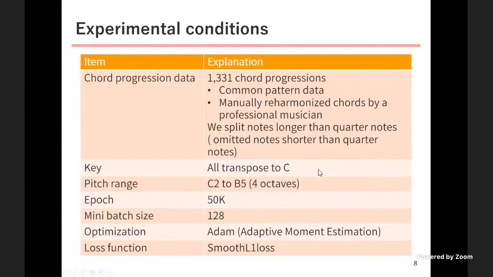Here are the experimental conditions. The chord progressions include common pattern data from music books and chords manually reharmonized by a professional musician. We split notes longer than quarter notes. Also, our music is transposed to C key. The parameters for learning are as follows.